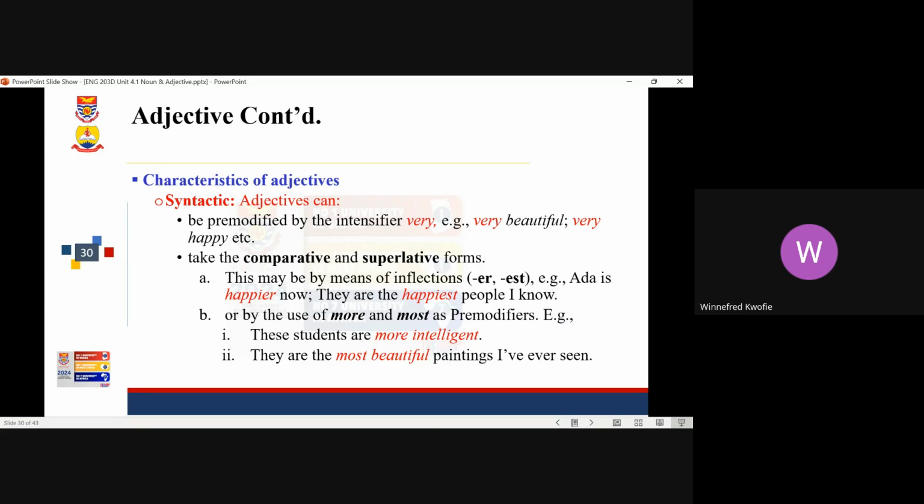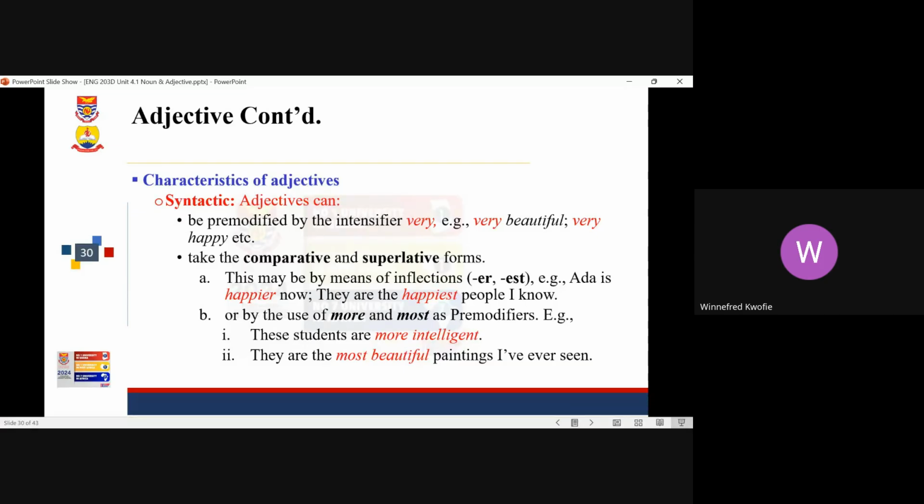Syntactically, how do adjectives look like? They can be pre-modified by intensifiers. Remember that adverbs too can be pre-modified by intensifiers. So looking at the characteristics of adjectives, we don't use only the syntactic feature that it can be modified by intensifiers, because adverbs too can be modified by intensifiers. So using only the syntactic feature wouldn't be enough for you to identify an adjective.